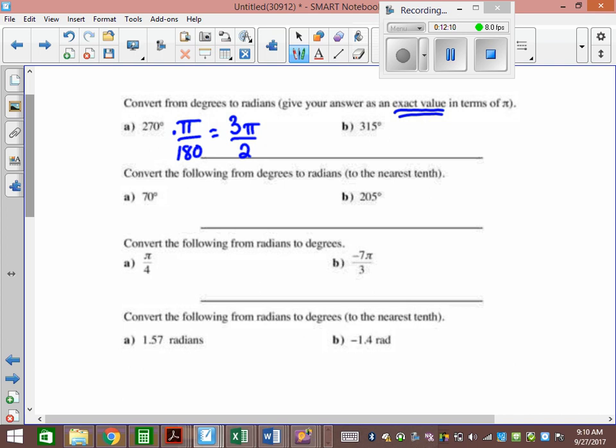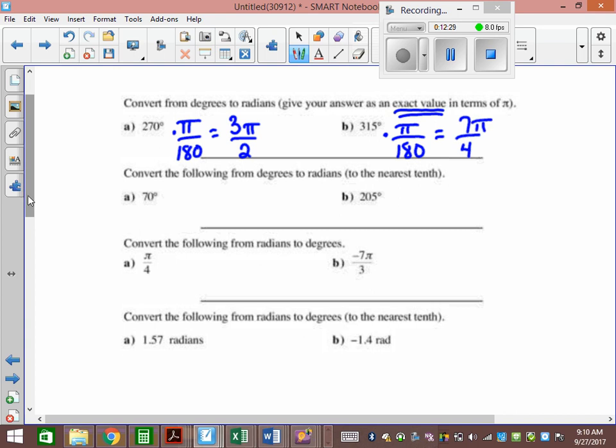315. So we're going to multiply by pi over 180. 315 divided by 180 reduces to what? 7/4. So I can write my 7/4, but what do I have to make sure I add? The pi on the top. Everyone's really good at that.